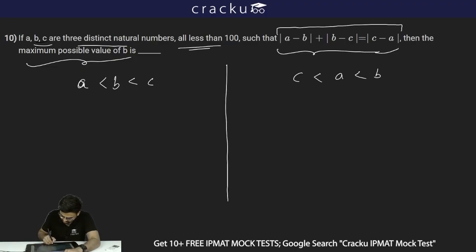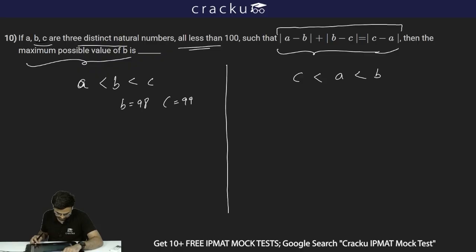Now I'll assume values for this. I want to have the maximum possible value of B. So I'll take C as maximum possible, which is 99. So the maximum possible value of B can be 98. Now let's see what can be the value of A.